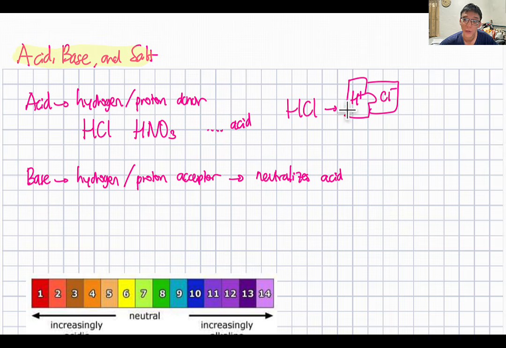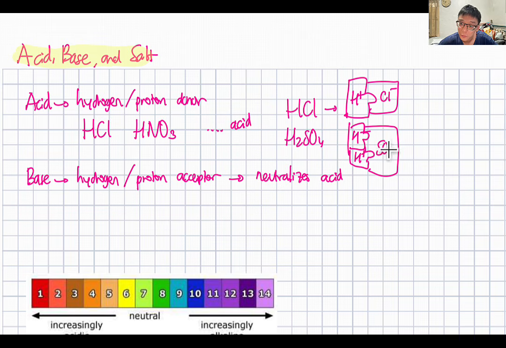It can also have 2 hydrogen ions, for example sulfuric acid. Sulfuric acid has 2 hydrogen ions because this is hydrogen, and they are bound to sulfate, SO4 2 minus. Therefore, we need 2 hydrogens in order to balance the charge. So H2SO4 in this case, but the name is just sulfuric acid. There are some important acids that you must remember for IGCSE, which are hydrochloric acid, nitric acid, and sulfuric acid.